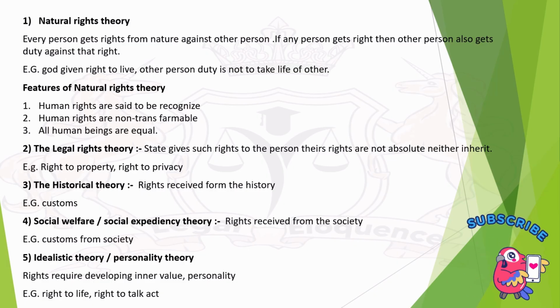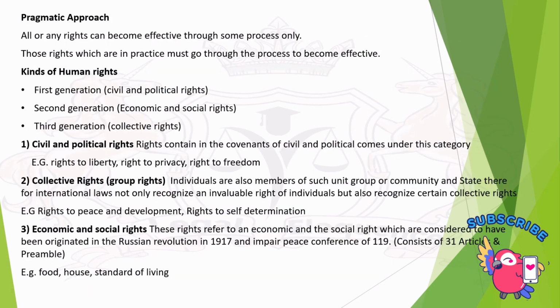Social welfare, social expediency theory. Rights received from society. Example, customs from society. Idealistic theory or personality theory. It means rights require developing inner value or personality. Example, right to life, right to talk, act, etc. Pragmatic approach. All or any rights can become effective through some process only. Those rights which are in practice must go through the process to become effective.